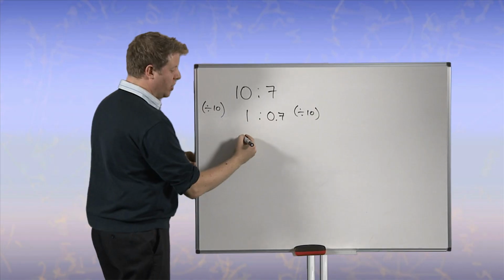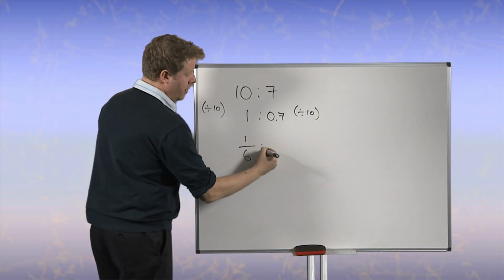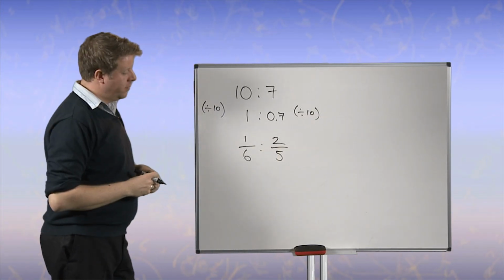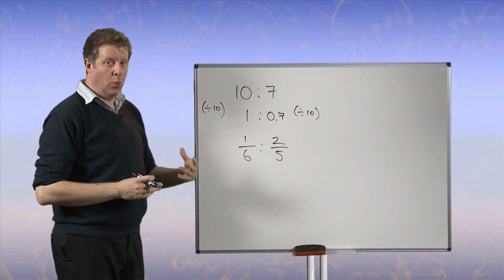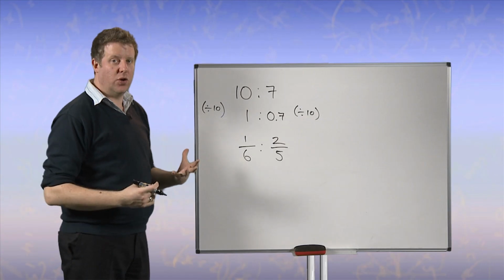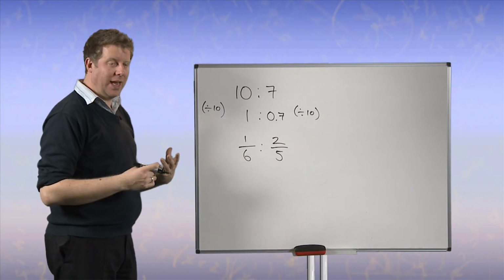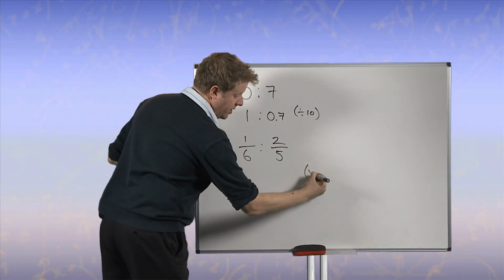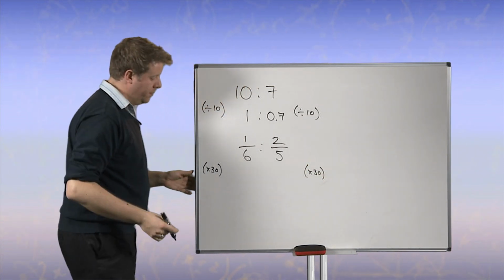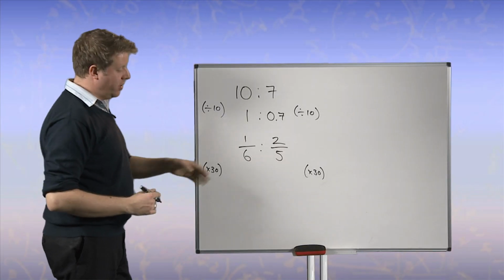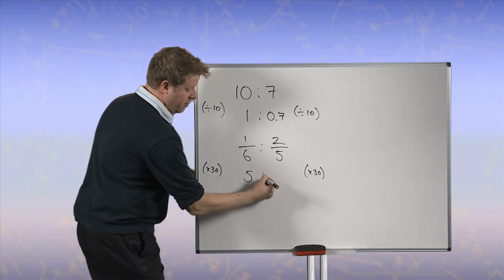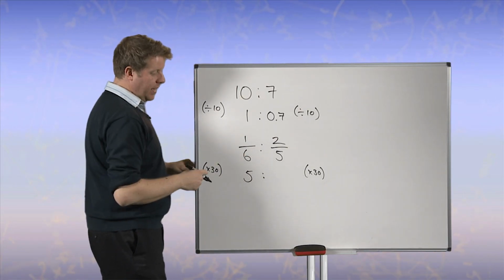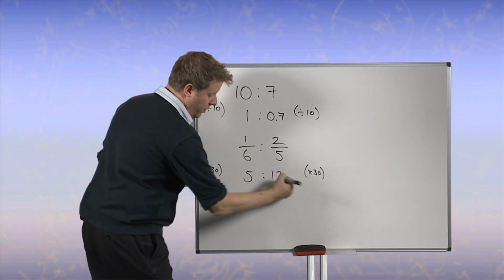Let's have a look at one with fractions now. If I had 1/6 to 2/5, and they want this to be written in the form 1 to n. Also, let's look at multiplying by that lowest common multiple again. So the lowest common multiple of these two would be 30. Multiplying this by 30 would give me 30 over 6, which is 5. And here, multiplying it by 30 would give me 60 over 5, which is 12.